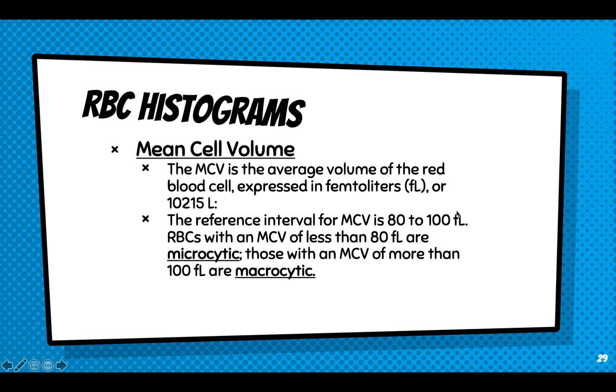Okay, so 80 to 100 FL, or 80 to 100 femtoliters, is your reference interval. If the value of your MCV is less than 80, meaning the RBCs are smaller by size, they will now be called microcytic. If you have larger RBCs and the MCV is greater than 100 FL, we call them macrocytic RBCs. So technically, again, if less than 80, it's microcytic. If greater than 100, it is macrocytic. That is how you know if your cells are of normal size, smaller, or large in size. Technically, you can also prepare a blood smear to check it.